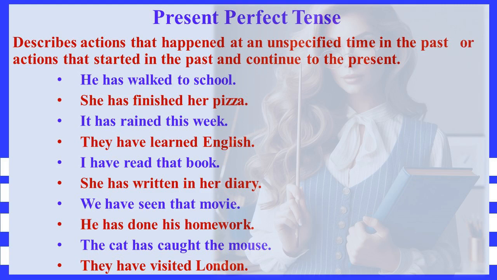Present perfect tense. Describes actions that happened at an unspecified time in the past or actions that started in the past and continue to the present. Examples. He has walked to school. She has finished her pizza. It has rained this week. They have learned English. I have read that book.